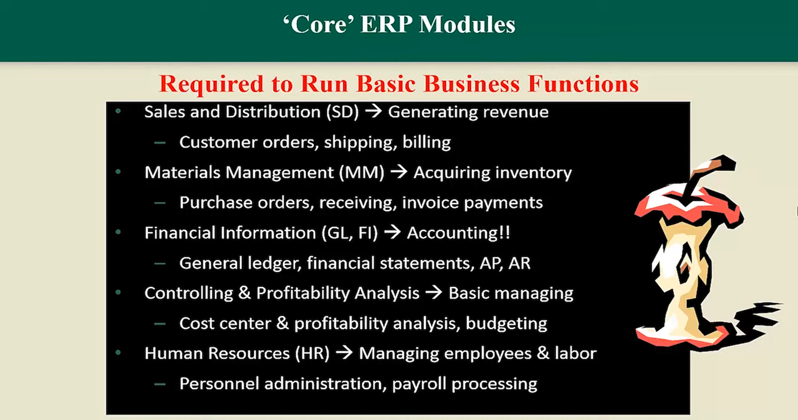Financial information module. Here's where we find accounting, general ledger systems, financial information and financial statements, accounts payable, accounts receivable. Then we have controlling and profitability analysis for basic management of the operations. Here we see cost centers, profitability analysis, budgeting, and then the human resources HR module for helping us manage employees and labor. Things like personnel administration, payroll processing, training.